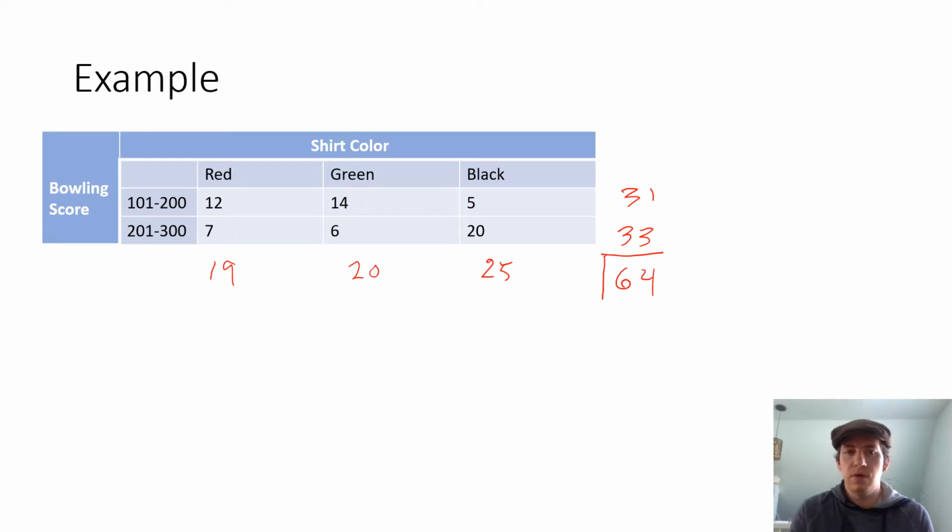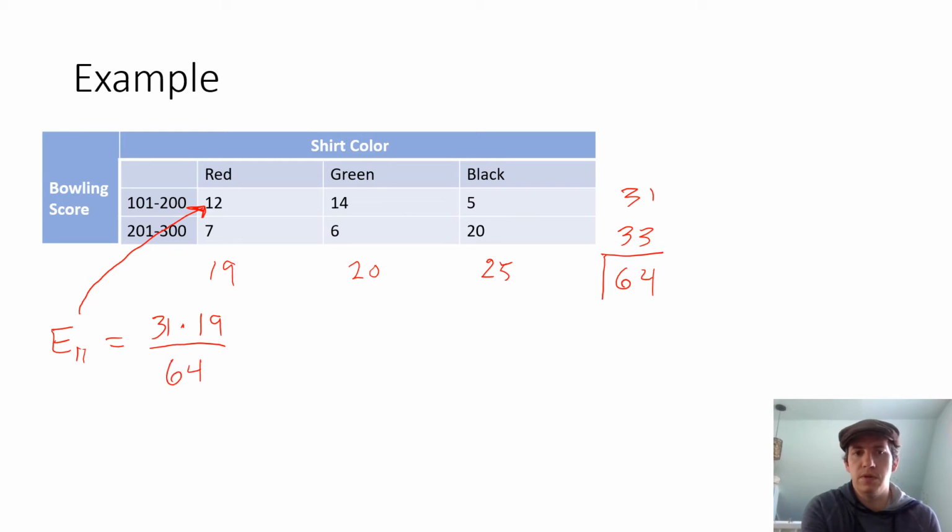Now, the expected values. The first expected value, which I like to call E11, would correspond to the first row, first column. That's going to be found by taking the row total, which is 31, multiplied by the column total, which is 19, divided by the total, or the number of people in the sample space. So we take 31 times 19, and then I divide that by 64, I actually get 9.20, and I'm going to round mine to the nearest hundredth.